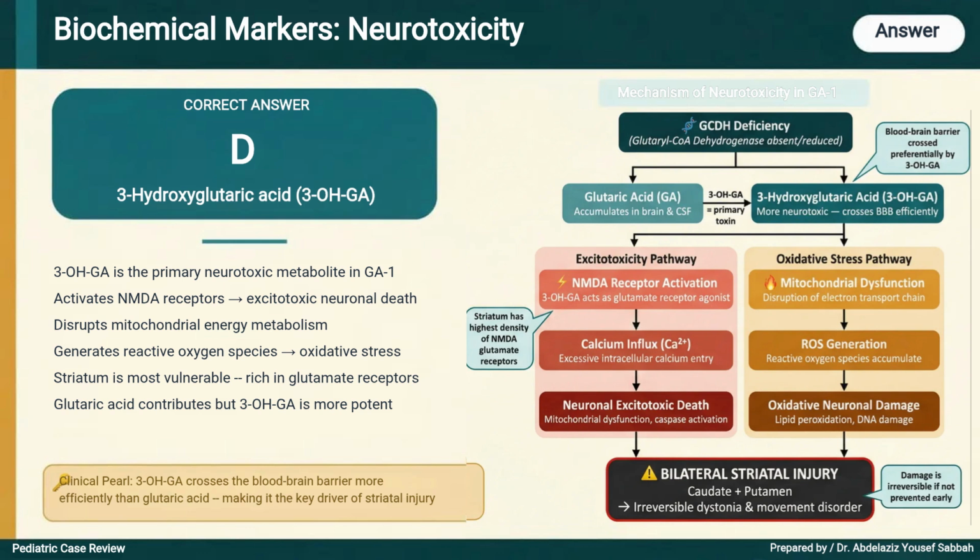3-hydroxyglutaric acid crosses the blood-brain barrier more efficiently than glutaric acid, making it the key driver of striatal injury. While glutaric acid also contributes to toxicity, 3-hydroxyglutaric acid is more potent. The damage to the caudate and putamen is irreversible if not prevented early.